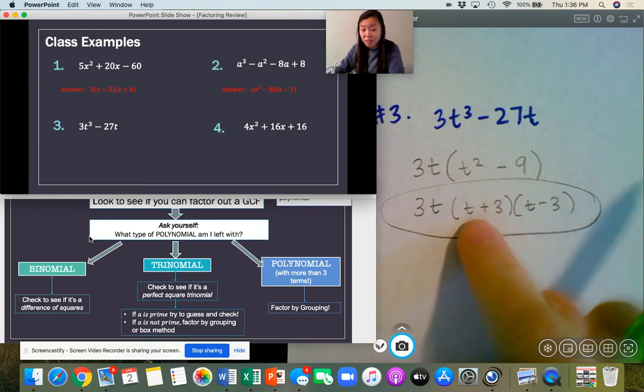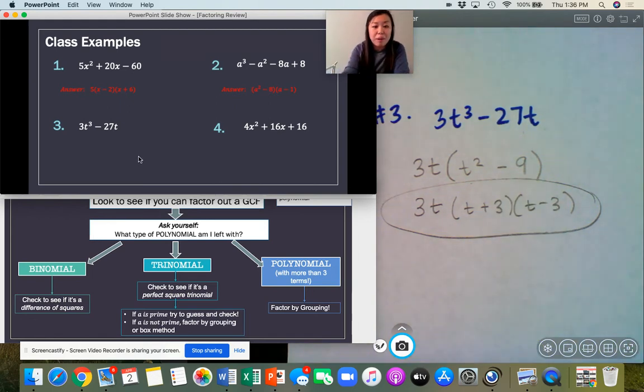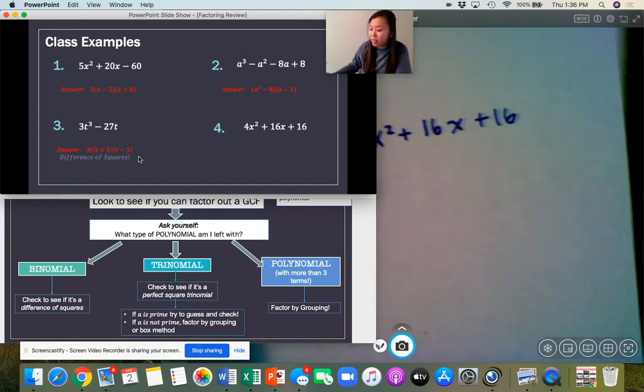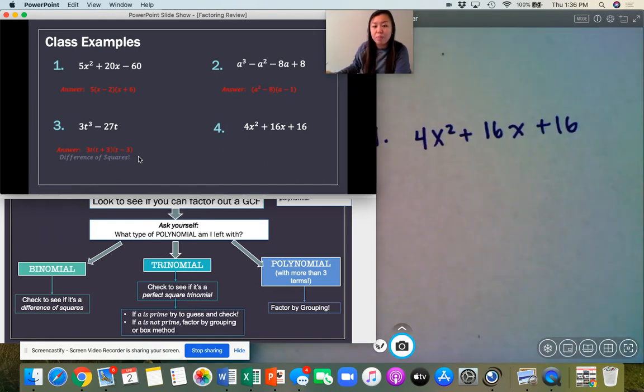All right, we have to factor everything out. So let's go back to the PowerPoint. Let's see if we're correct. Perfect. All right, let's finally go to our last class example before you try some on your own. Number 4, we have 4x squared plus 16x plus 16.